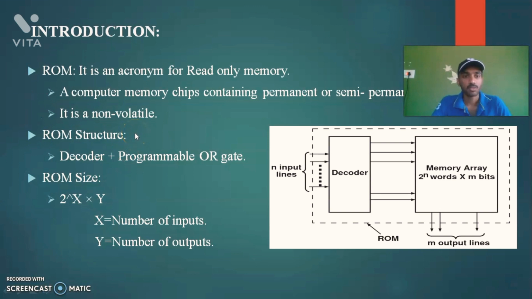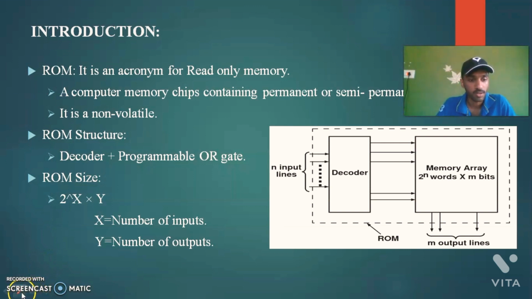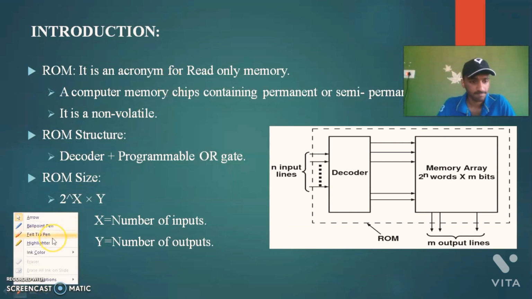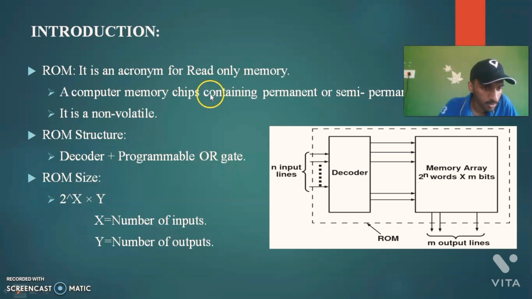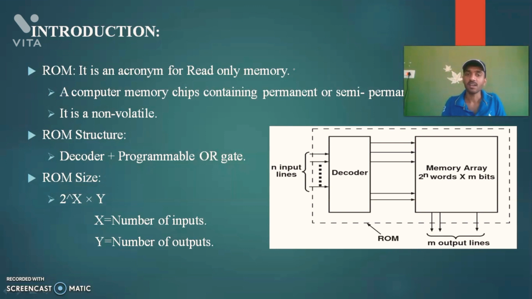Okay, so we come to the introduction. ROM is an acronym for read only memory. Wait, I will take a pen. ROM is an acronym for read only memory, a memory which can store data. These memories are used in computers, mobile phones, and some other circuits to store the data. It's a type of memory which can store the data permanently. Until it is erased, it contains the same data as the manufacturer put in. That's the special feature of ROM.